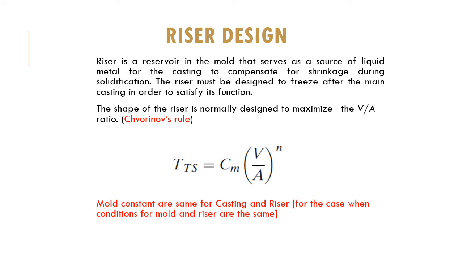So the riser must be designed to freeze after the main casting in order to satisfy its function, as I mentioned previously. So the shape of the riser will normally be designed to maximize the V over A. Meaning that we want the A value to be small instead of big, so that it can solidify later than the cavity. V is constant, the same for the casting and riser, so it doesn't have any effect. That's why A is the most important thing when you design the riser.